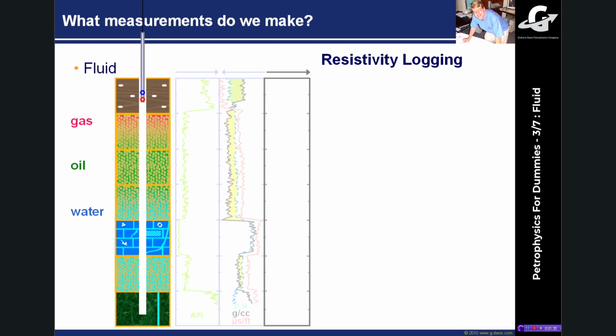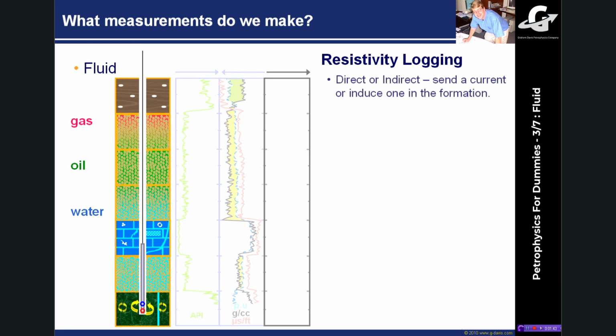Okay, so we place our tool again into the wellbore, and we have a transmitter and a receiver, and in general we have two types of resistivity measurements. Actually there are three, but I'll just talk about two for now. There's what I'll call a direct measurement, and that's one where you beam an electric current directly into the formation. You have a conductive connectivity between the tool and the formation, and you beam an electric current into it, and you measure the resistance of the rock to that electric current.